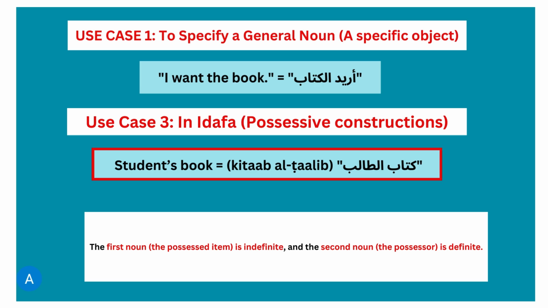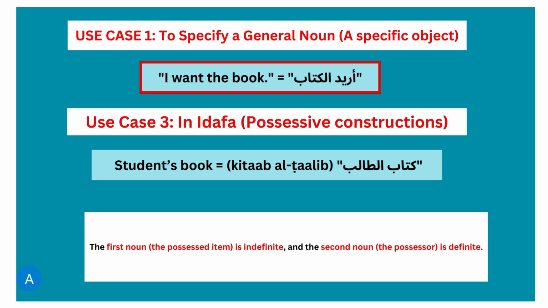So, whose book is that? It's the student's book. Whereas in "I want the book," read, here it's the verb, and al-kitab is just a specific object, a noun, which we are making definite. I hope you are clear.